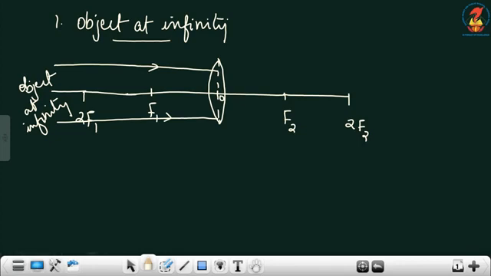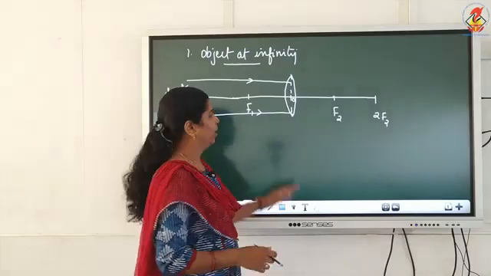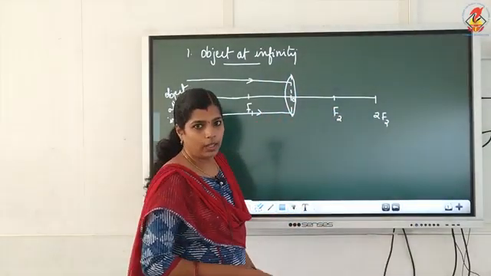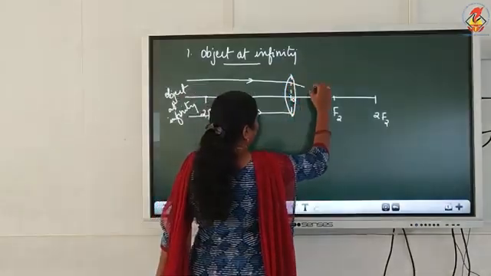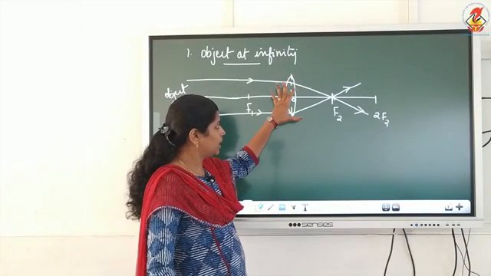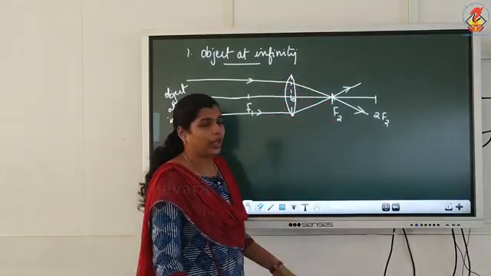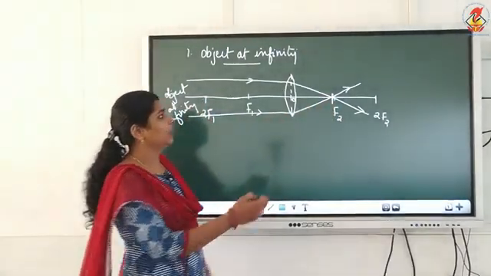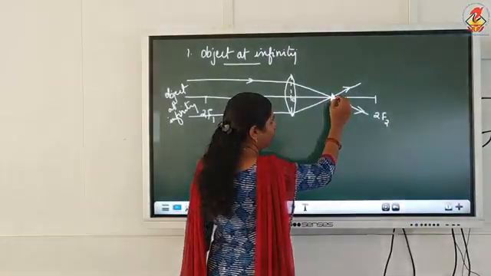So it will pass through the lens, refraction will take place, and the refracted ray will pass through the principal focus on the other side of the lens. This ray will bend downwards and this ray will bend upwards. These two rays will pass through a point on the principal axis, and that point is known as the principal focus. So these two rays will refract and the refracted rays will meet at F2. At this point you will get the image.